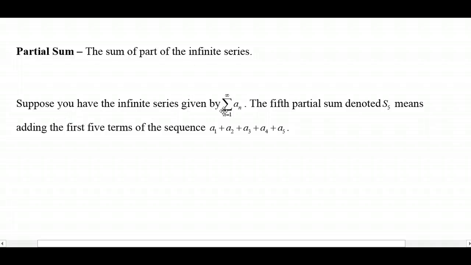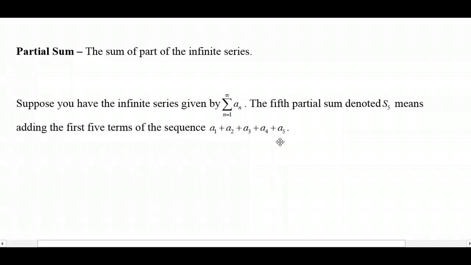Suppose you have the infinite series given by the sum from n equals 1 to infinity of a sub n. Well, the fifth partial sum, with the notation s sub 5, means that you're going to add together the first 5 terms of the sequence. So you're going to add a1 plus a2 plus a3 plus a4 plus a5. What we're going to do is look at the sequence of partial sums to decide whether or not that sequence converges, and that will help us decide if the series converges.